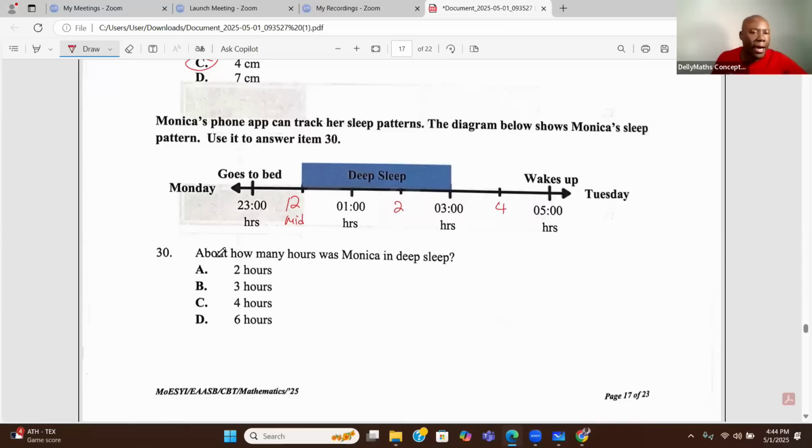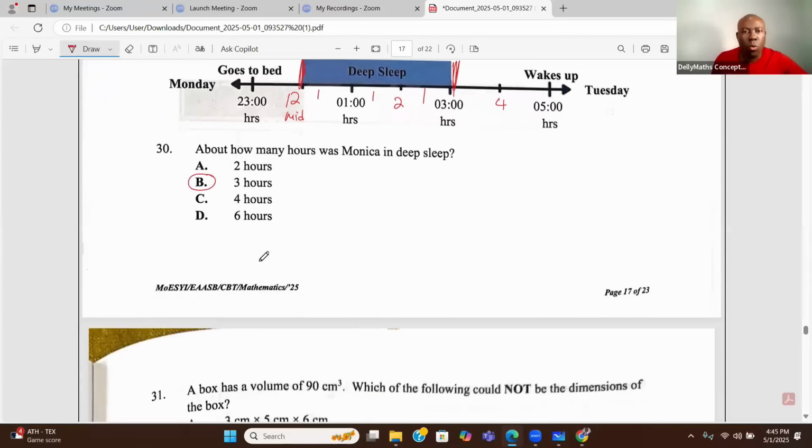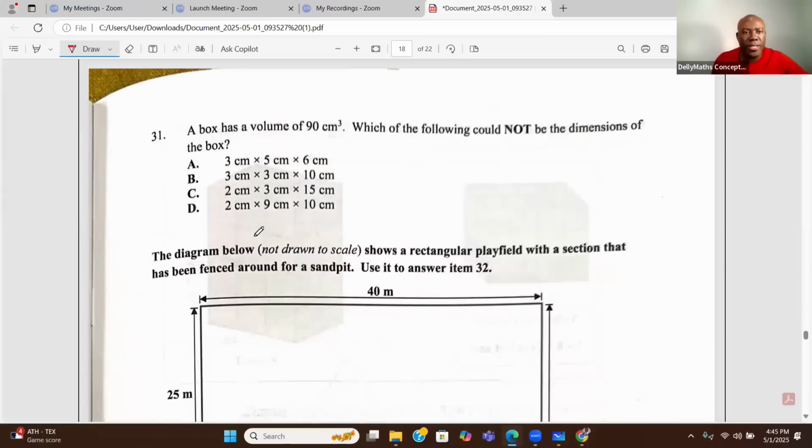It says, about how many hours was Monica in deep sleep? So you come to here from 12 to 3. Here are the hours. This is 1 hour. This is another hour. This is another. So Monica was in deep sleep for 3 hours, right? 12 to 1, 1 to 2, 2 to 3. That's it. 3 hours. Let's go to question 31.